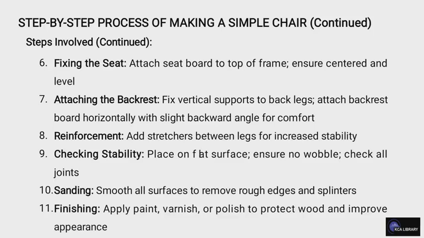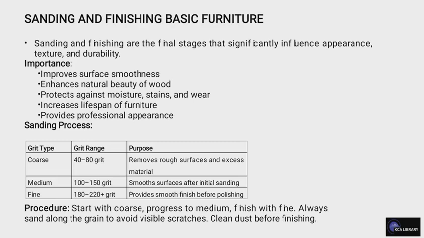And then you fix the seat, that is, you attach the seat board to the top of the frame, ensuring it's centered and level. The next one is attaching the backrest, and you do the reinforcement, that is, you add a stretcher between the legs for increased stability. And the next is checking stability, and the next step is sanding. And lastly, you do the finishing by applying paint, varnish, and polish to protect the wood and also improve appearance.